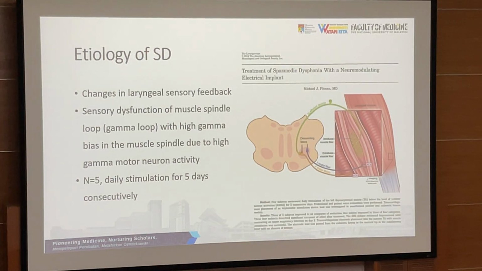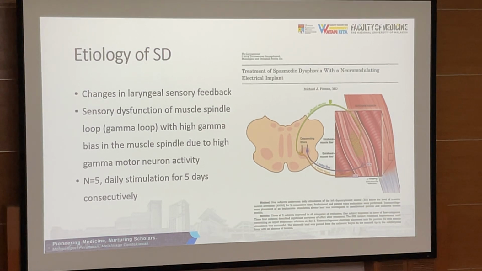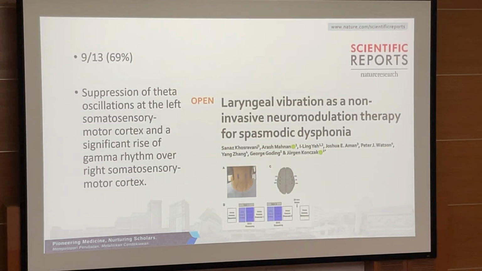So much has been said about the etiology of spasmodic dysphonia, but we now know that it is secondary not to the motor system, but to the laryngeal sensory feedback. It is the gamma motor fiber that is affected, in which there is a lot of high gamma bias at the muscle spindle due to high gamma motor neuron activity. Another paper, a very interesting paper, took only about 5 patients. They stimulated the gamma motor fiber for about 5 days consecutively, and found improvement in the patients' symptoms. However, this improvement is not long lasting.